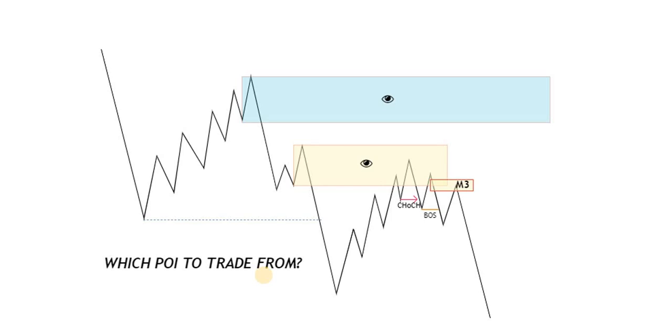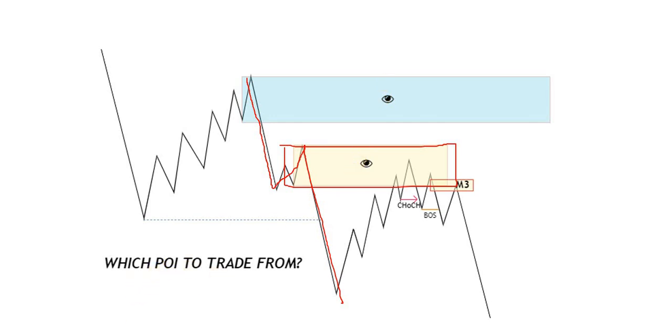Which POI should I trade from? Nobody really knows where price is going to react from. So what we simply do is to use the confirmation entry. This POI is important, this POI is important. This is the extreme POI, or what we call the origin block. This is a drop, a very important supply zone as well. This is important, this is important.